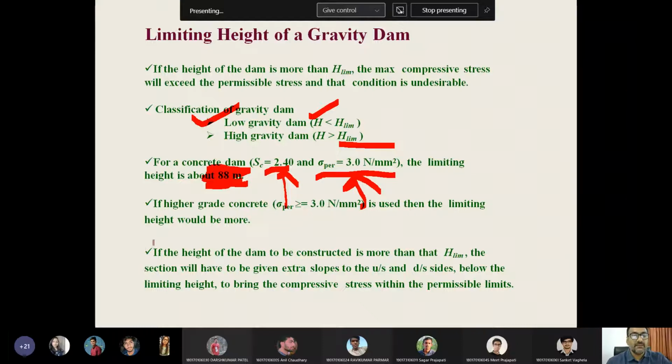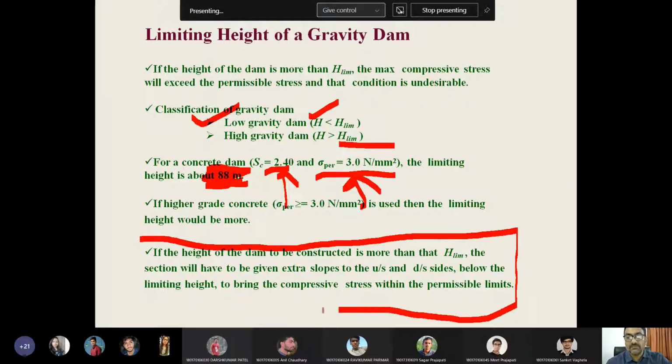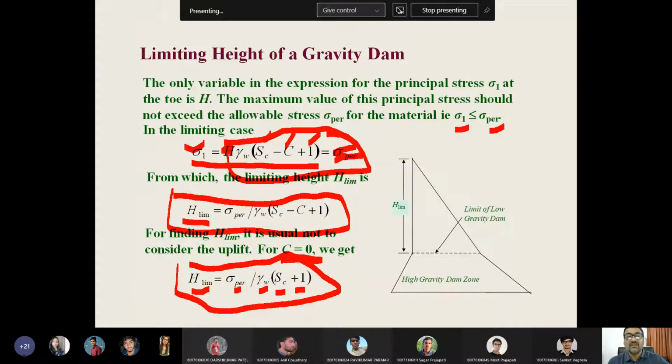Now the last point, this is important. If the height of the dam to be constructed is more than that of H limit, the section will have to be given extra slope on the upstream and downstream sides below the limiting height to bring the compressive stress within the permissible limits. Because if we keep the same slope, then it is not going to satisfy this condition of sigma 1 being less than or equal to sigma permissible.